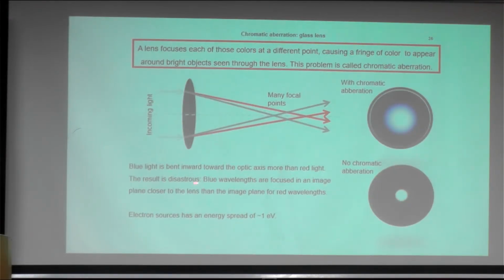The problem with electron sources is that they have an energy spread of about 1 eV, sometimes more, sometimes less. This also brings the problem of chromatic aberration.